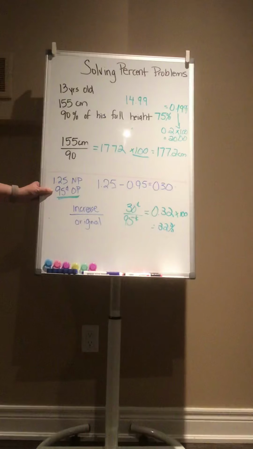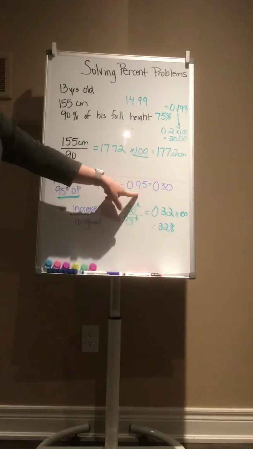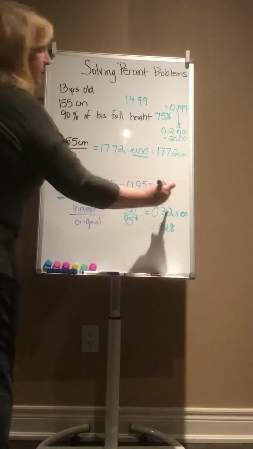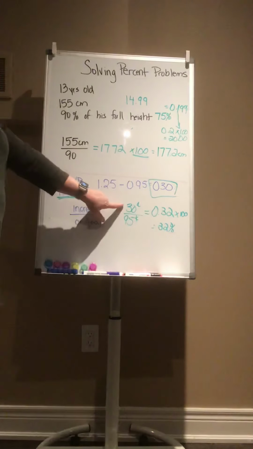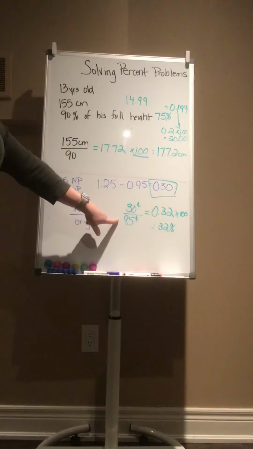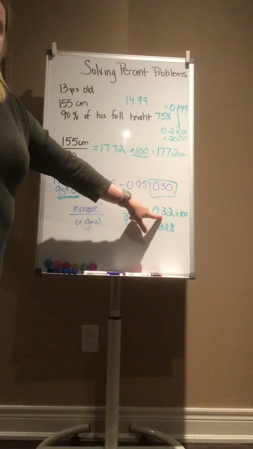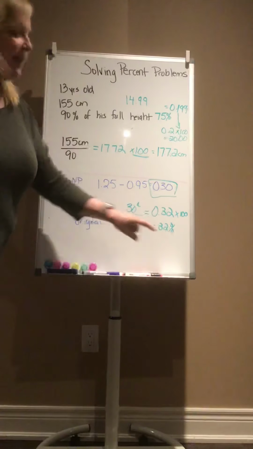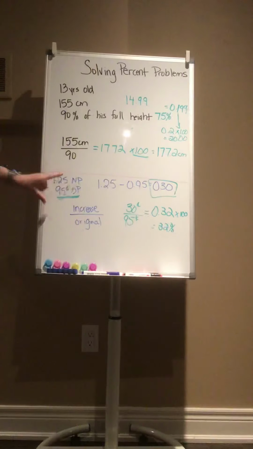So let's review this one more time. New price, subtract the original price, gives us the price increase. Price increase divided by the original price gives us the decimal, times 100 gives us the percentage of that markup. This is used a lot.